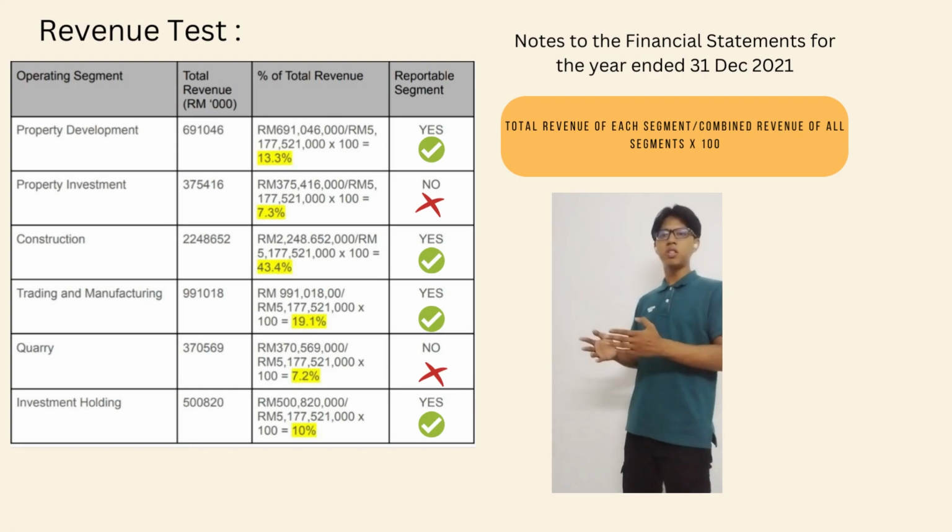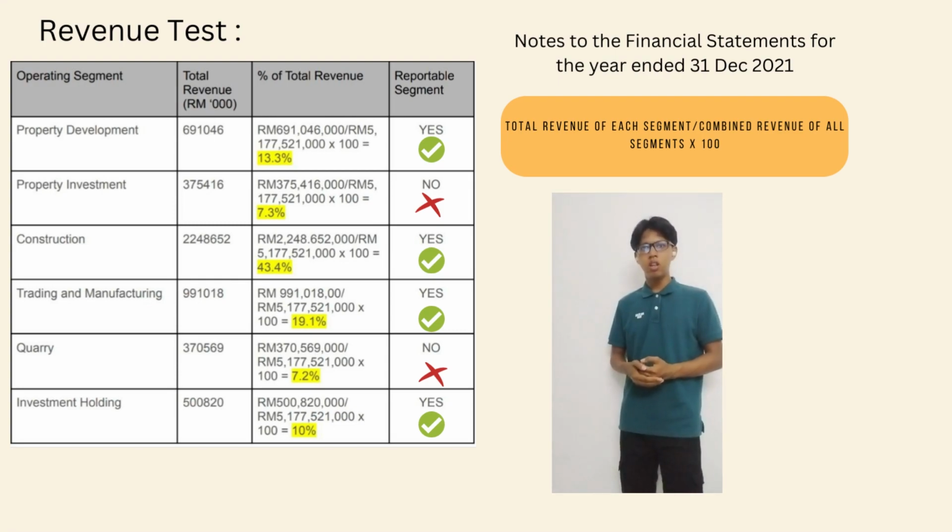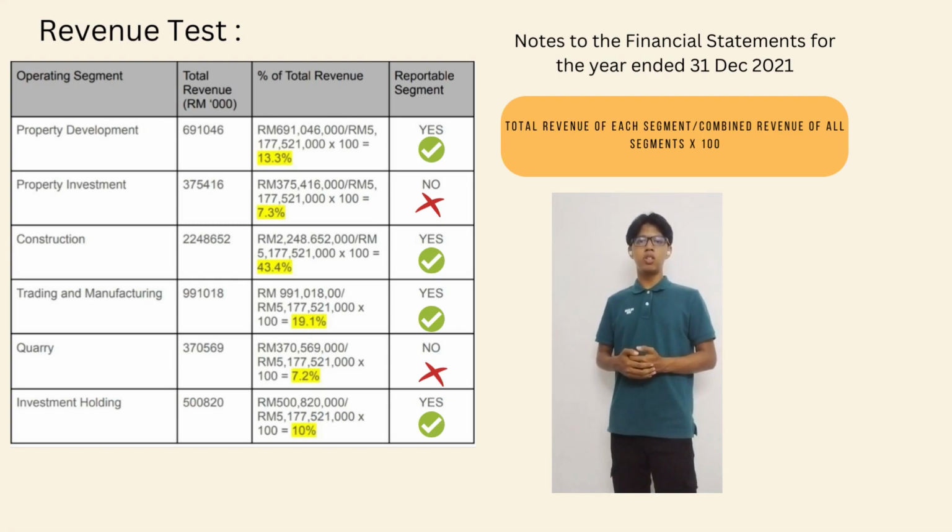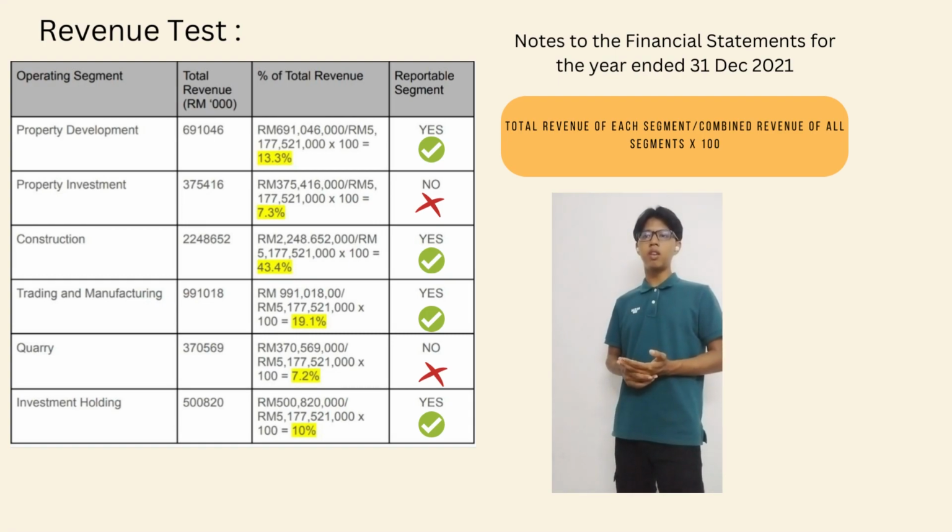As you can see in the table, we choose 6 operating segments, which are property development, property investment, construction, quarry, trading and manufacturing, and investment holding.